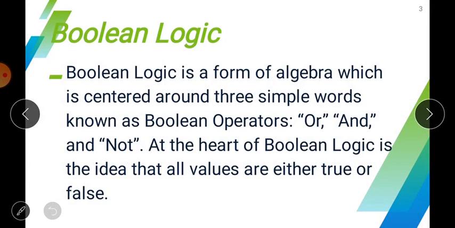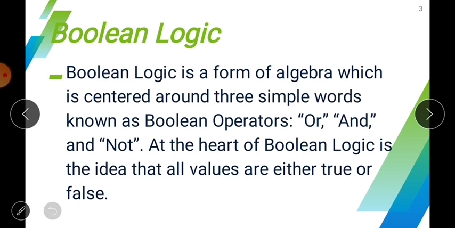The next is Boolean logic. There is a variety of logics available, and the logic which deals with Boolean variables is called Boolean logic. There are many Boolean operators available, that is OR, AND, and NOT. Moving forward, we will read about each and every logic in detail.